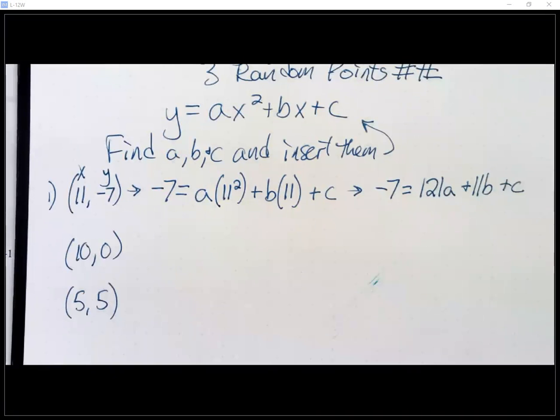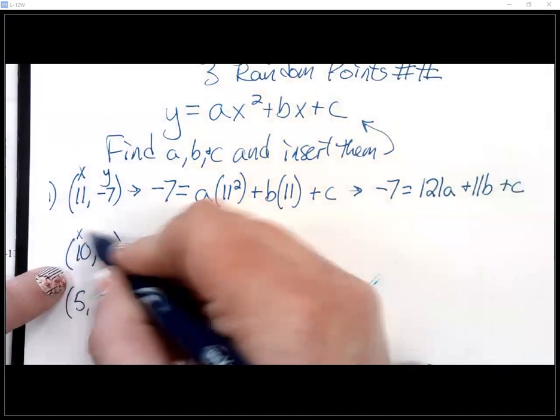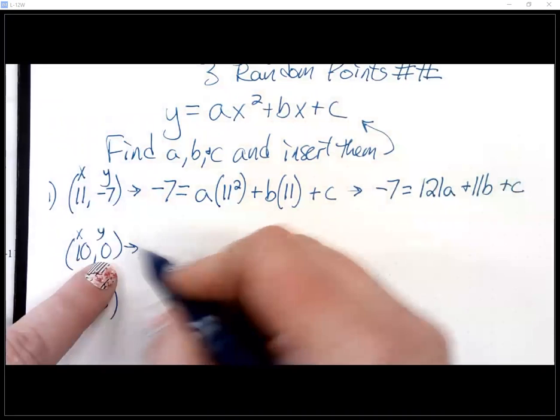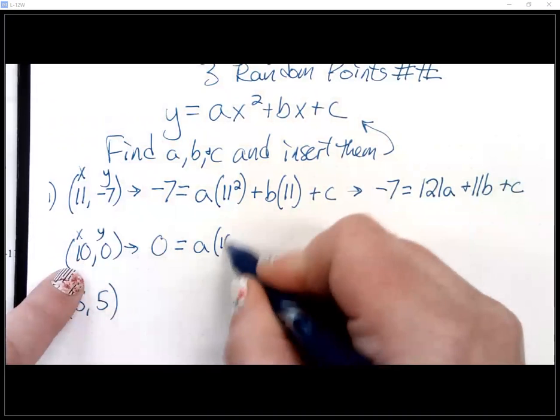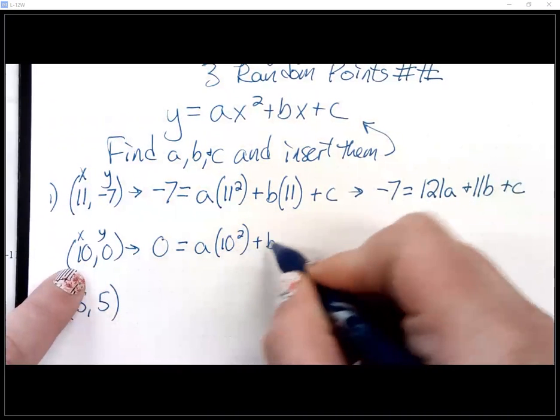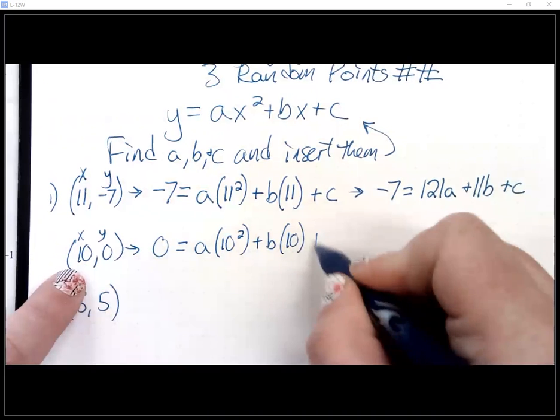There's my first equation, taking that first point and plugging it in for x and y in my generic formula. Is everybody okay so far? Please tell me if you're lost. And then I'm going to do the same exact thing with the next point. So remember, that's X, that's Y. I'm going to plug all the pieces in. So Y is 0 equals, I don't know what A is. X is 10, so I'll have 10 squared plus B times 10 again, plus C. And then I just clean it up. That's all I'm doing.